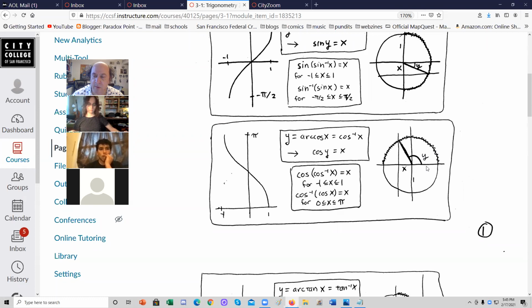We want to find x, say a horizontal distance. We draw this vertical line over here at x. We want to find an angle y, which is in the upper half of the circle at the vertical line x.